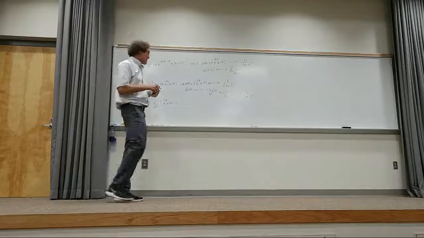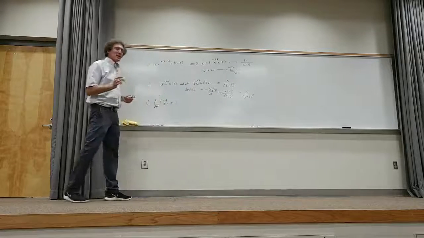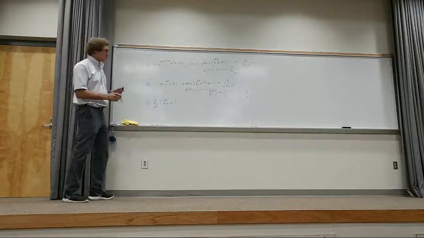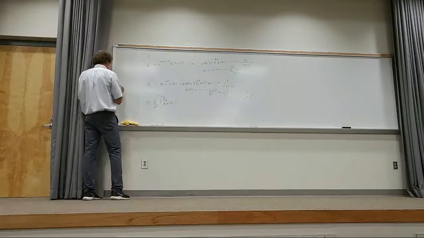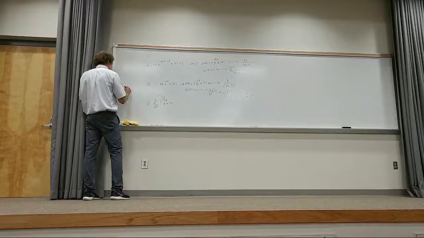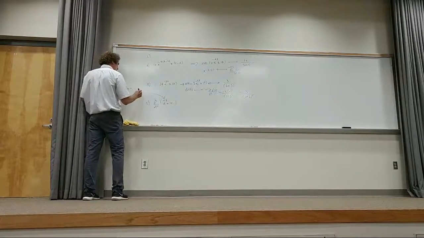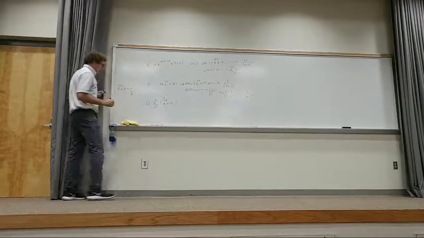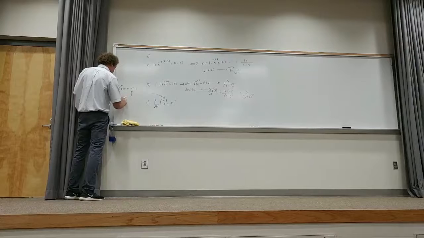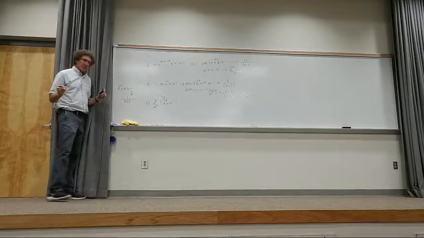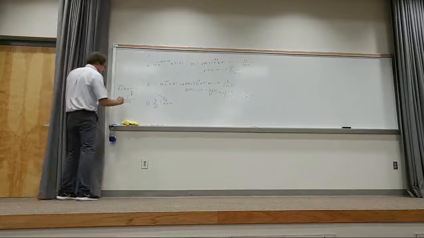Last one. This one, you're going to get a little heartburn on, but I'm going to show you how I think we should do it. I'm going to call this one e to the minus 2t u of t my x of t, and that transforms to simply 1 over s plus 2. Do you all agree with that? This would be my X of s.